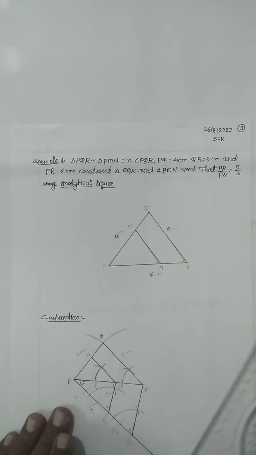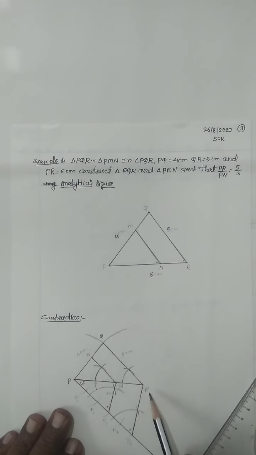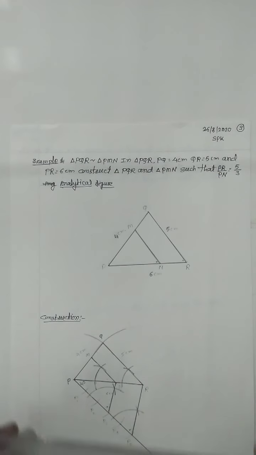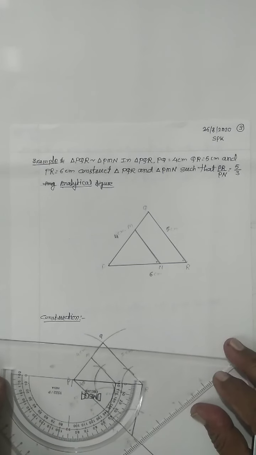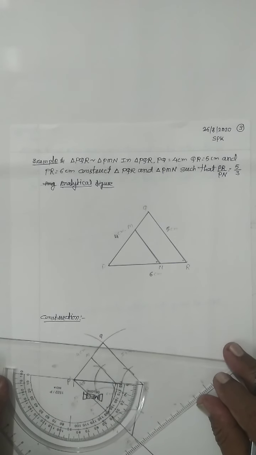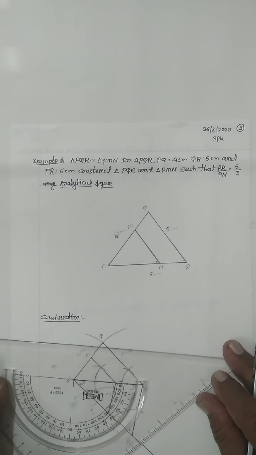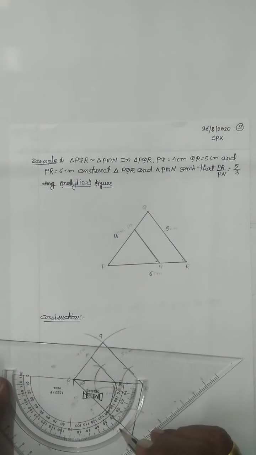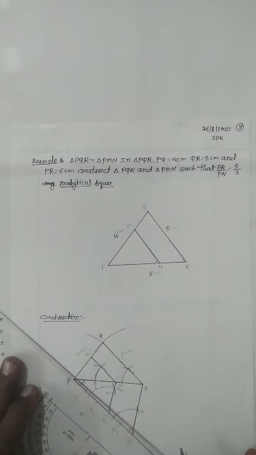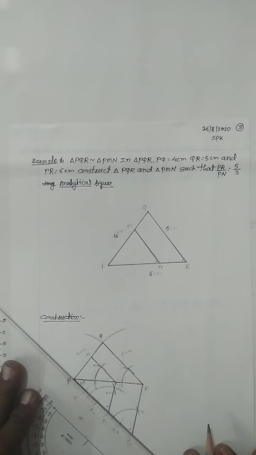Now for the division of this segment PR in the ratio 5:3, for that we draw an angle at point P. This angle measure we can take 30, 40, 50 degrees. In this figure we are going to take 40 degrees. Then draw the ray which starts from the point P.